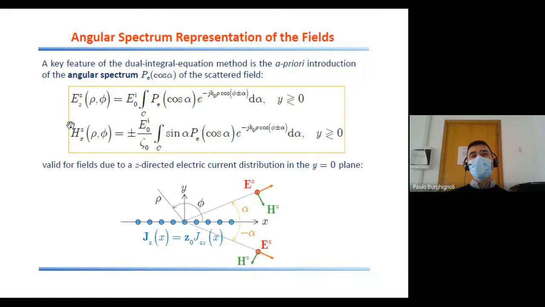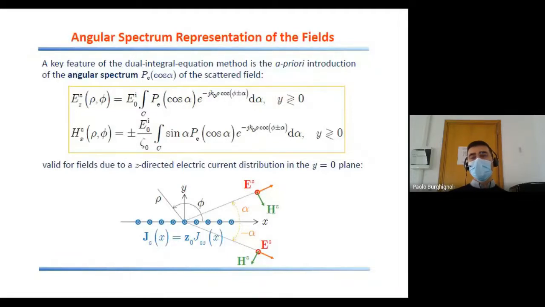These angular spectra function, which is known for the moment, depends on the cosine of this angle alpha, which is the integration variable. And then there is a superposition of plane waves which propagate at angle alpha. So the situation is the one depicted in the bottom figure.